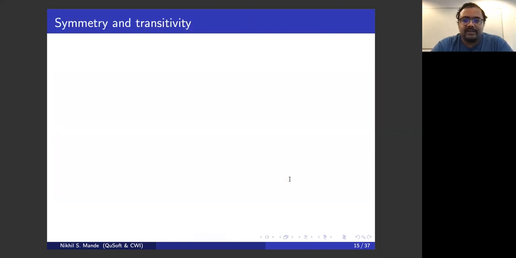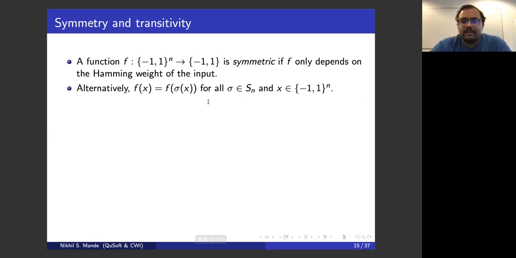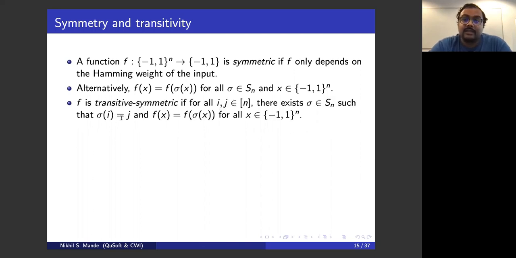And let me define symmetric and transitive symmetric functions first. A function is symmetric if it only depends on the Hamming weight of the input. By Hamming weight, I mean the number of -1s in the input. A lot of the popular functions such as OR, AND, majority, parity, all of these are symmetric functions. In other words, no matter how you permute the input bits, the function value remains unchanged. There's a different view of symmetry, and there's a generalization of this, which is transitive symmetry.